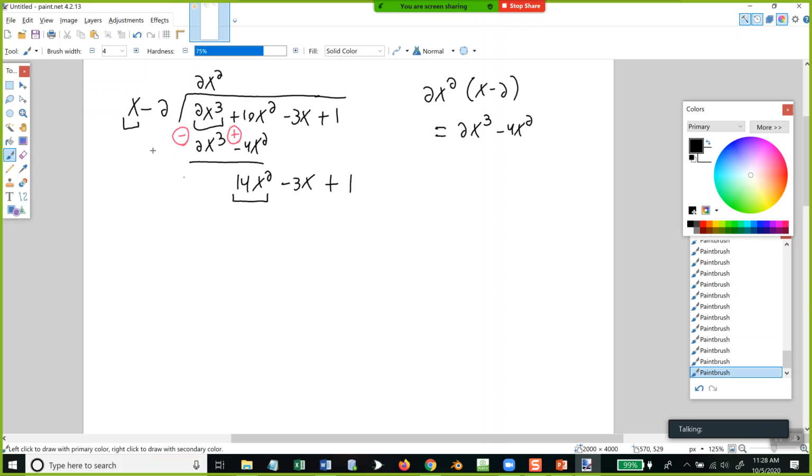Okay, so we start over. We look at the first term of each, decide what goes up on top. You ask yourself what times x gives you 14x squared. And that'd be 14x. Whatever you put up on top, you multiply by what's out in front. So 14x times x minus 2 gives us 14x squared minus 28x.